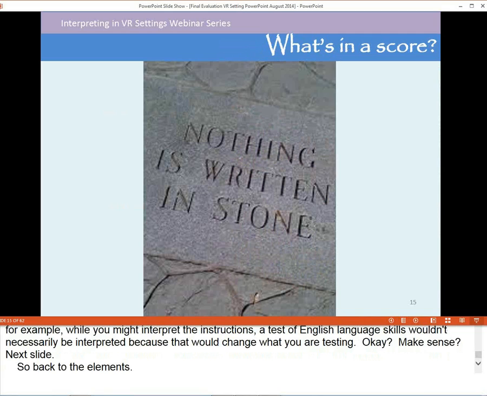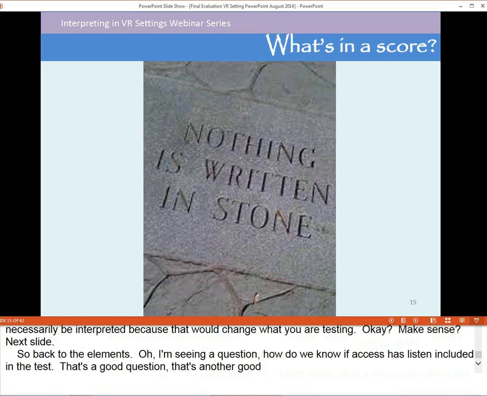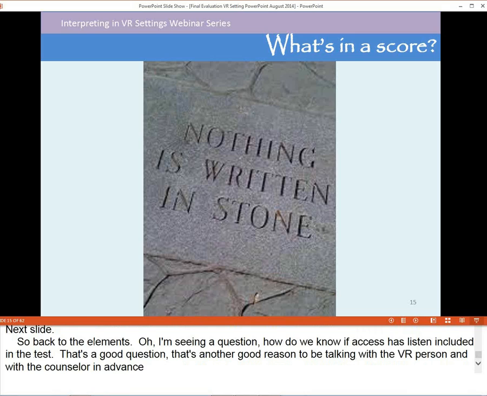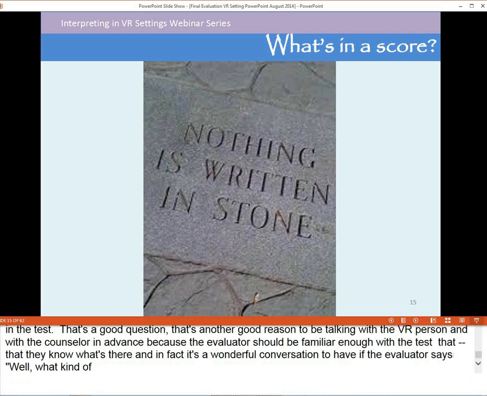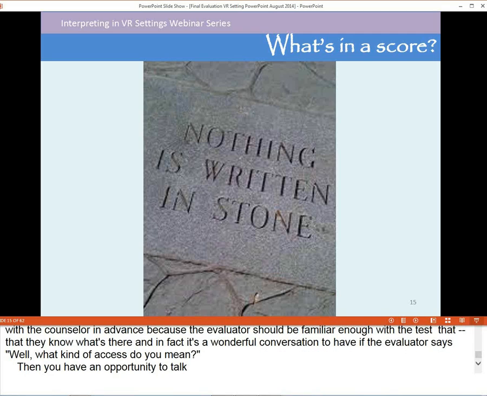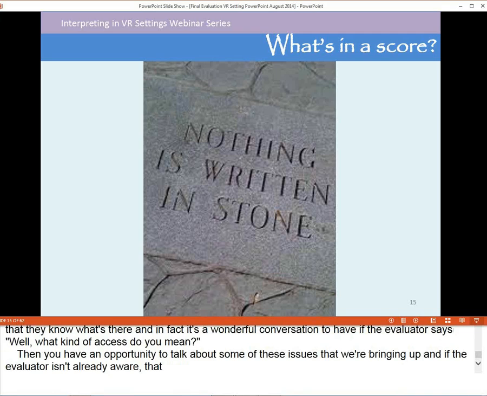Oh, and I'm seeing a question: how do we know if access has been included in the test? That's a good question, and that's another good reason to be talking with the VR person and with the counselor in advance, because the evaluator should be familiar enough with the test that they know what's there. And in fact, it's a wonderful conversation to have if the evaluator says, well, what kind of access do you mean? Then you have an opportunity to talk about some of these issues that we're bringing up. And if the evaluator isn't already aware, that can help inform that person to be searching for more appropriate tests.